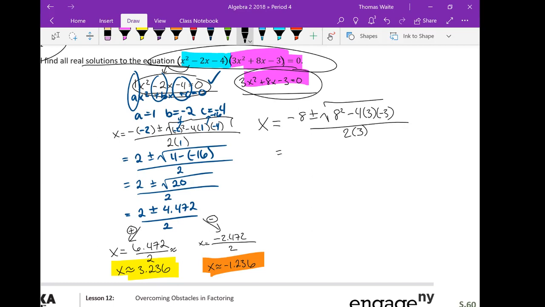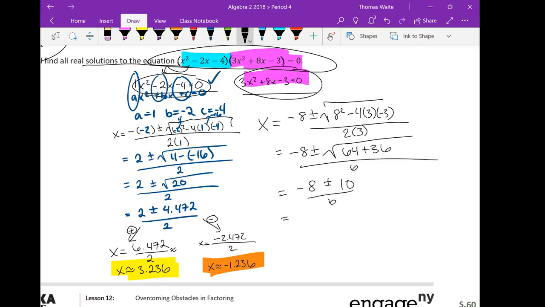All right, and then simplify -8 plus or minus, it's going to be 64 minus a -4 times 3 times -3 is 36. So it's going to be 64 minus a negative 36, which is actually plus 36. All over 6, negative 8 plus or minus square root, that's going to be 100, so that's just going to be 10 all over 6.